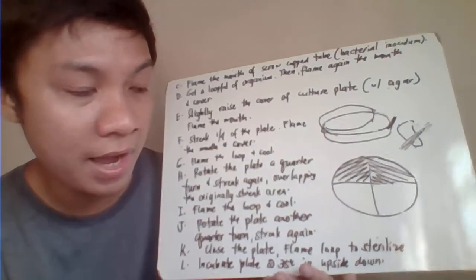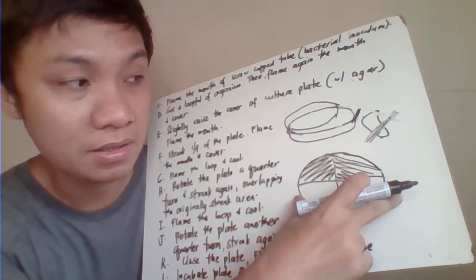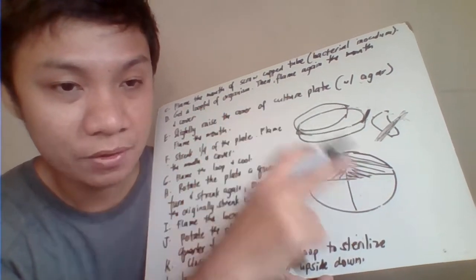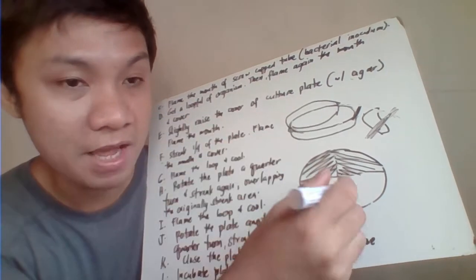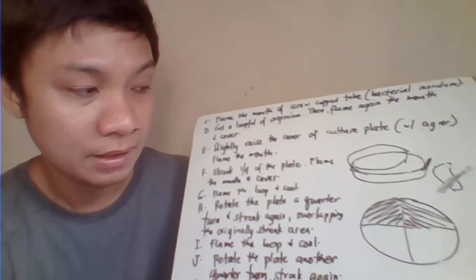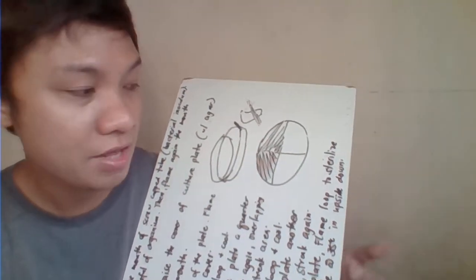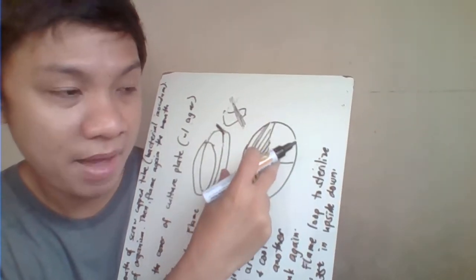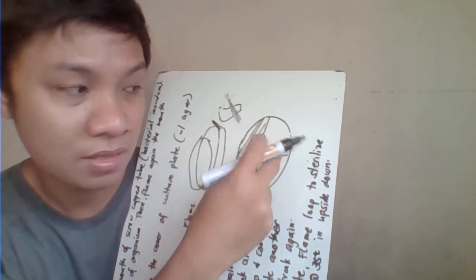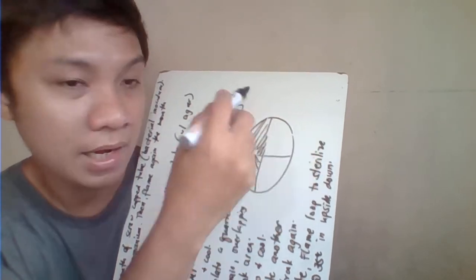Okay, then after that one, try to flame the mouth of your petri dish. Tapos, close this one. Okay, with your inoculating loop or needle, if you flame ulit, then try allow to cool. The next one, ready ka na ulit na mag-streak ulit. You turn again your petri dish into the next quadrant. Okay, slightly open. Flame the mouth. Okay, and then flame your inoculating needle or loop. Allow it to cool.